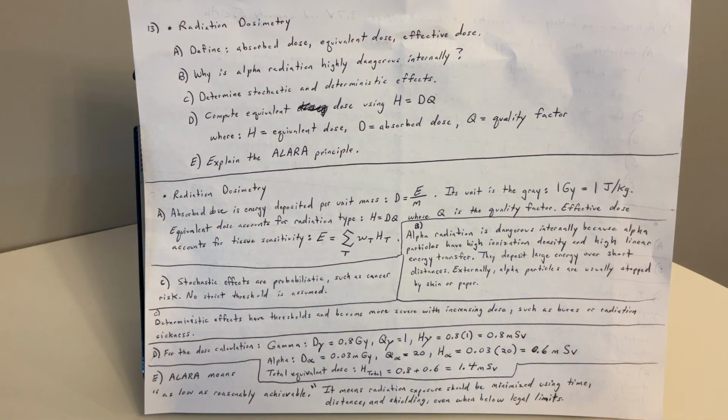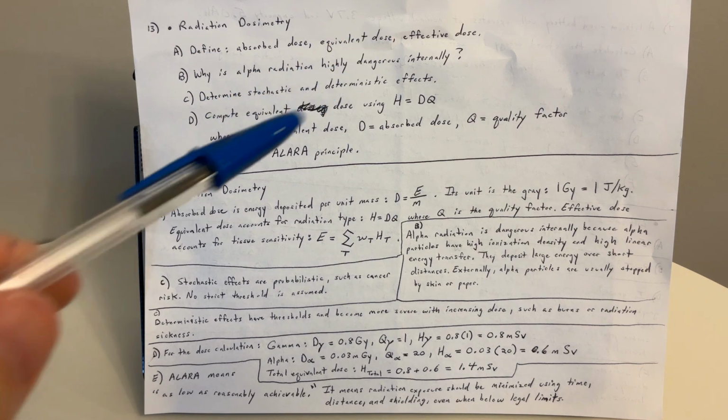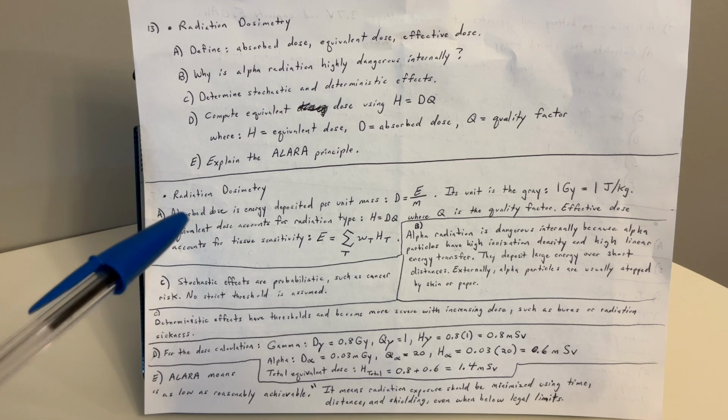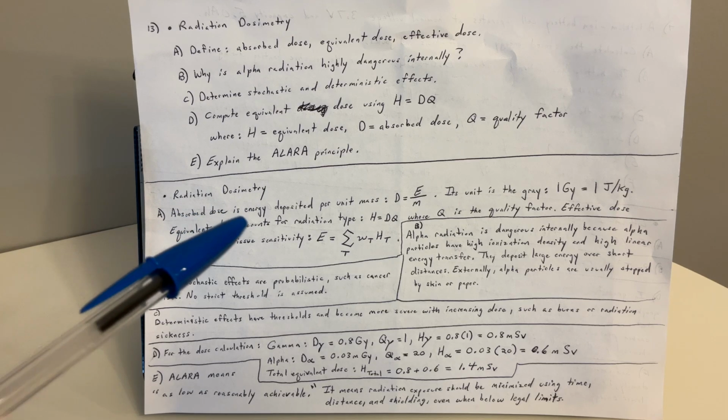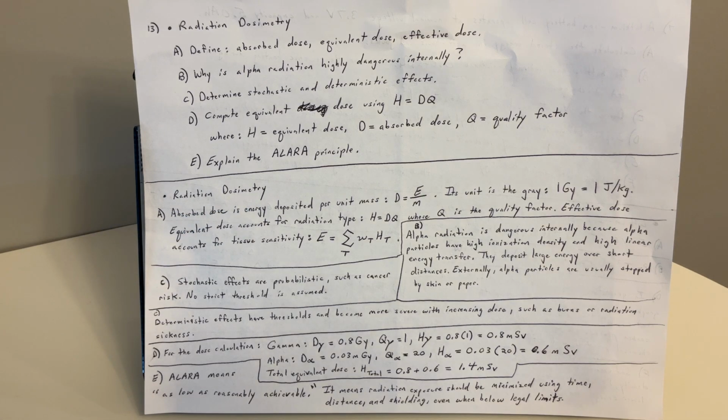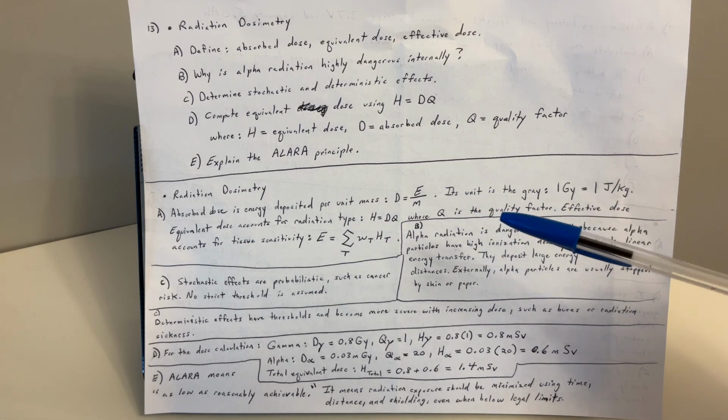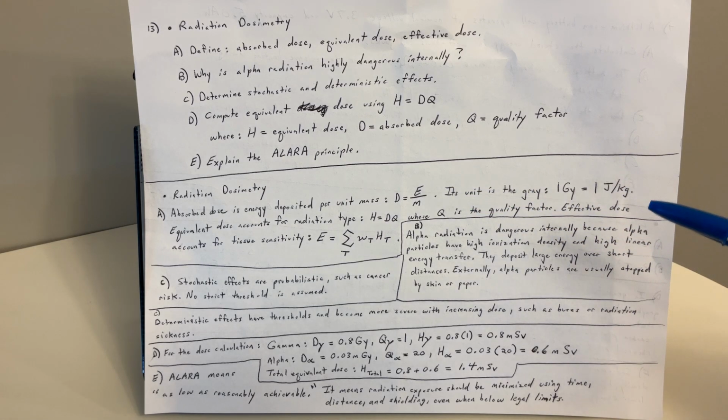Number 13, radiation dosimetry. Letter A, define absorbed dose, equivalent dose, effective dose. Okay, so radiation dosimetry problem. Absorbed dose is energy deposited per unit mass, D equals E over m. Its unit is the gray.